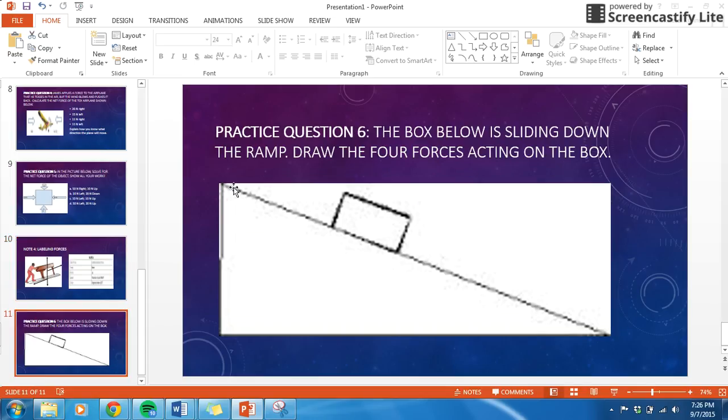And our last question. Practice question 6. The box below is sliding down the ramp. Draw the 4 forces acting on the box. So there should be a force going down, a force going up, a force going right, and a force going left. Which forces are these?